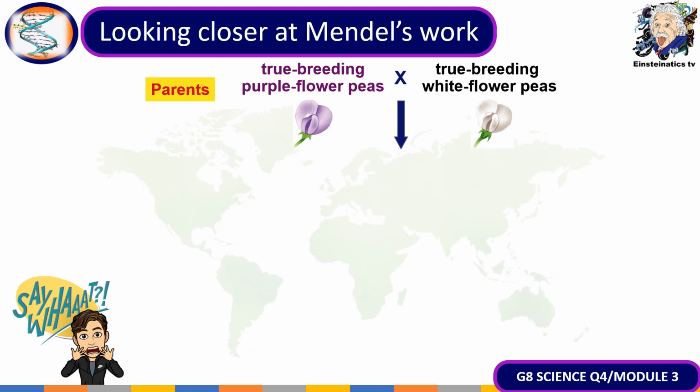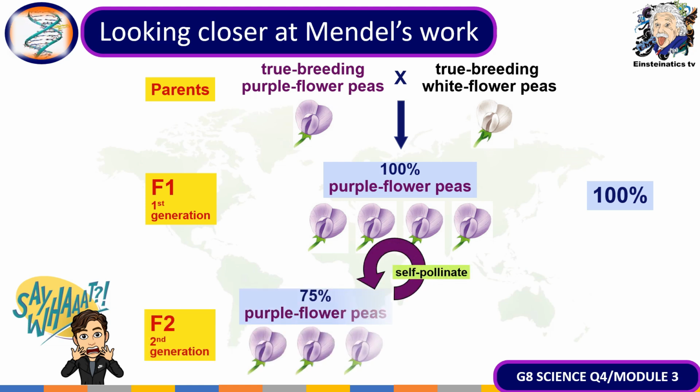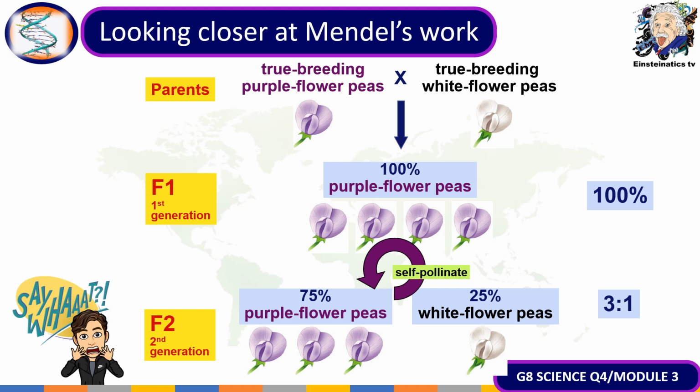Ibig sabihin, yung walang halo or homozygous yung kanyang mga traits. So he crossed, for example, true breeding purple flowers with the true breeding white flowers in order to produce the F1 or the first generation. So yung result nito is 100% purple flower peas. Then, from the F1 generation, he crossed it again to produce the F2 generation or the second generation.